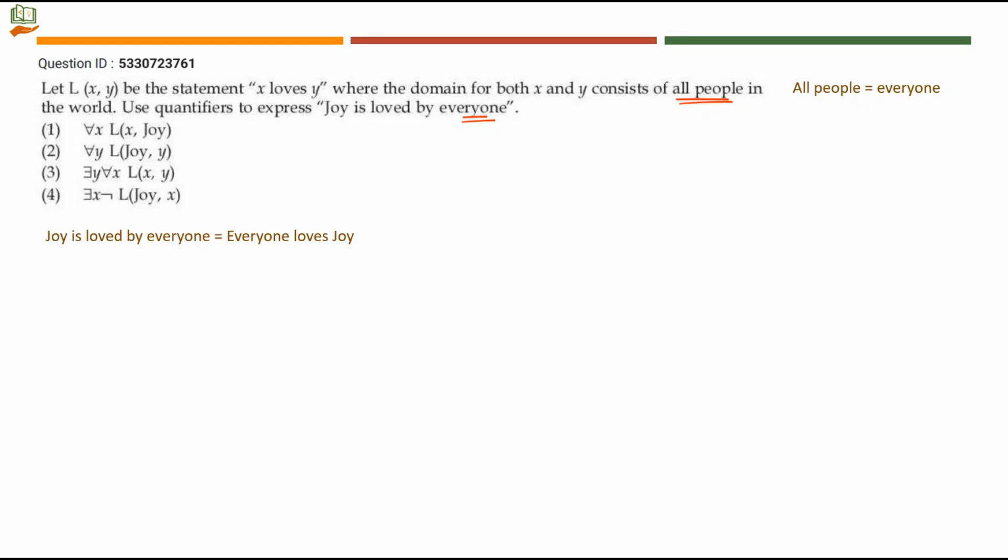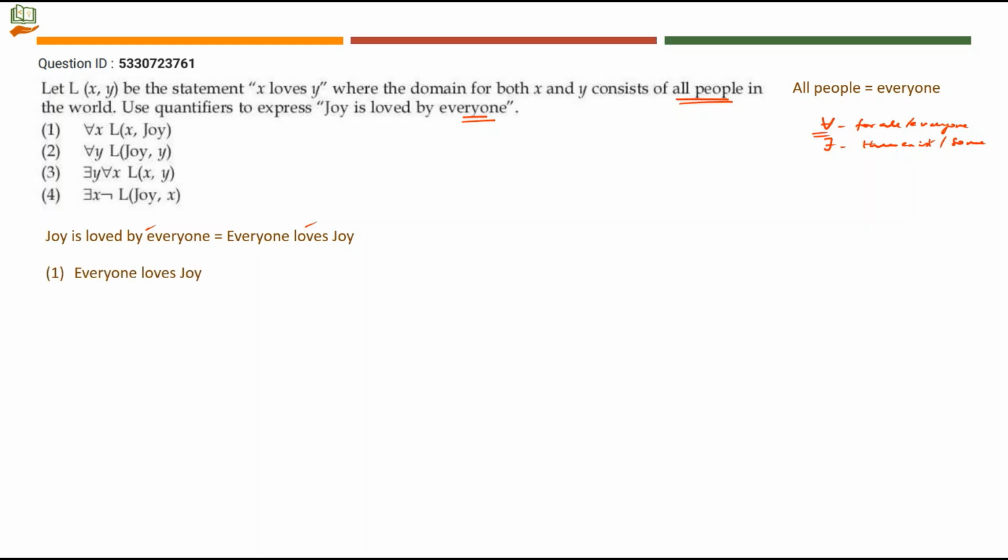Joy is loved by everyone. When you put it the other way, you can say everyone loves joy. So both the statements are equal. Now we'll translate the expressions in the options. We know this symbol is denoting for all, or we can say even everyone. And of course we know this is there exists, or we can say it is someone. Now the first symbol is this one.